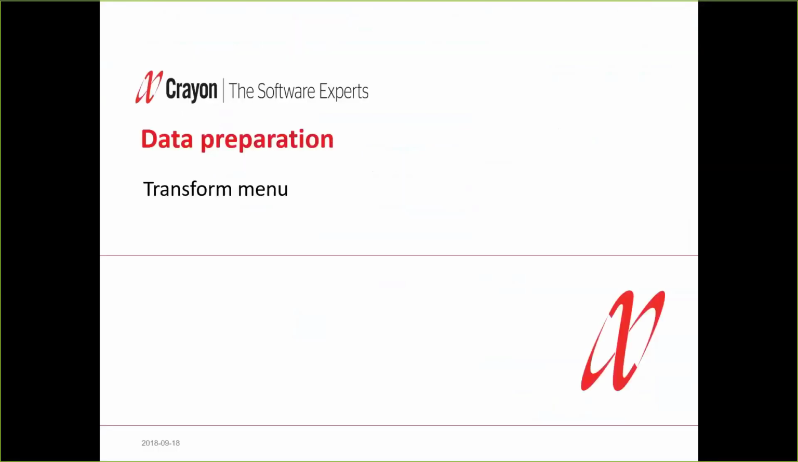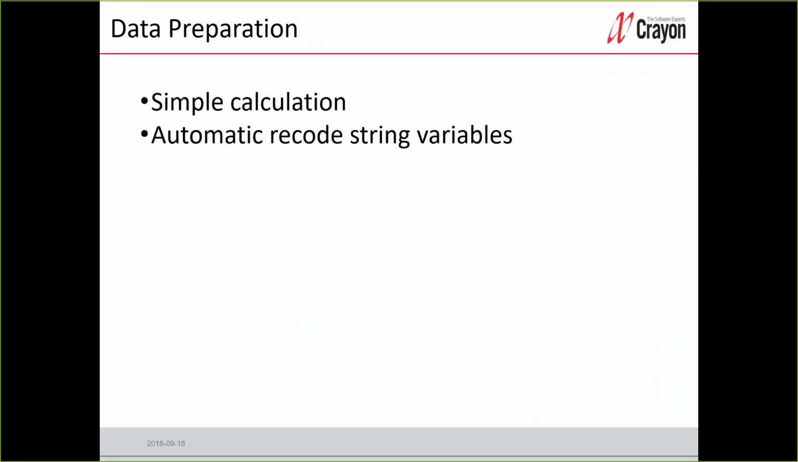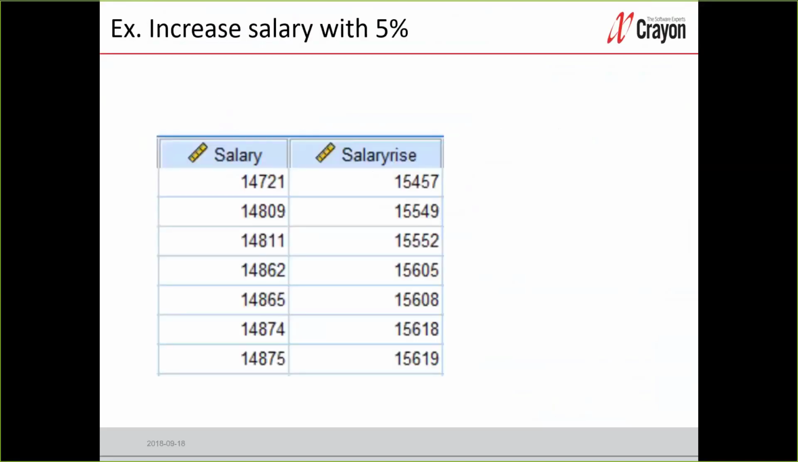So let's go over to the data preparation part, and for that we use the transform menu. I will go through both a simple calculation, and for that I use the compute command, and then I will use the automatic recode command for string variables. So let's start with a simple calculation. I would like to increase the salary by 5% for everyone. So that's what I'm going to show you in the demo.